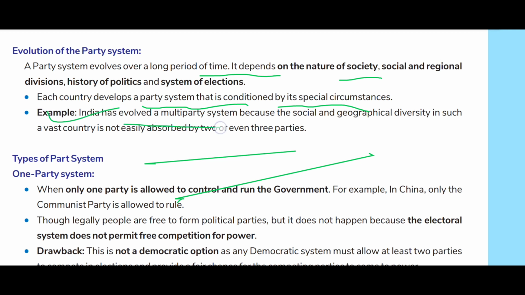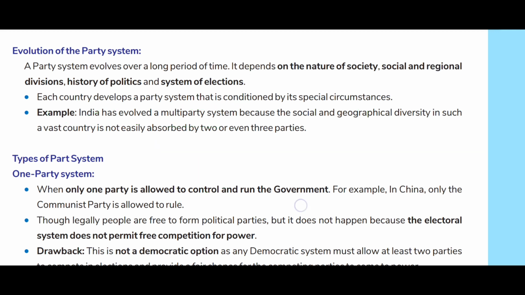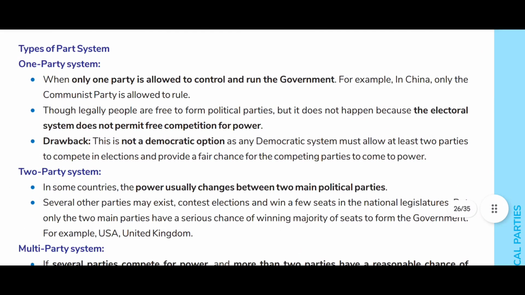For example, India has evolved a multi-party system because the social and geographical diversity in such a vast country is not easily absorbed by two or even three parties. Types of party system.